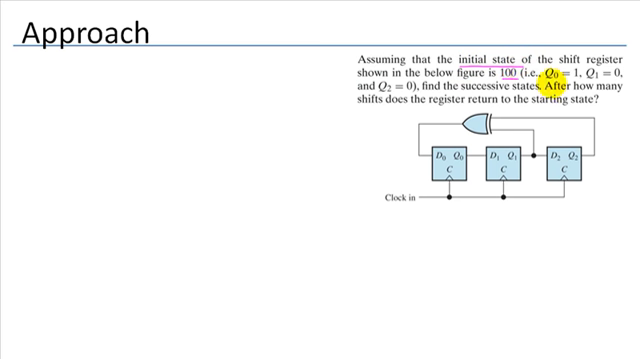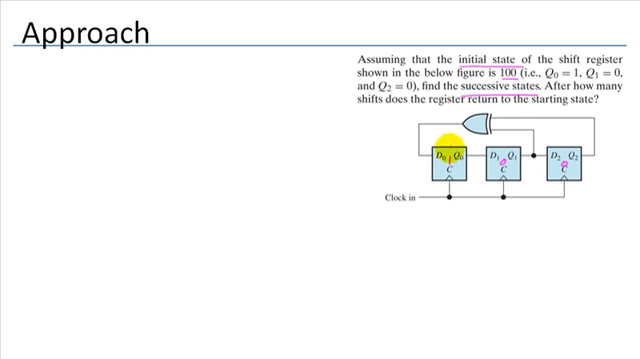It says that the value in this flip-flop is 1, and in this flip-flop it is 0, and in this flip-flop it is 0. This is our initial state. We're then looking for the successive states. That is, what are the stored values in the flip-flops as we begin to apply clock pulses.